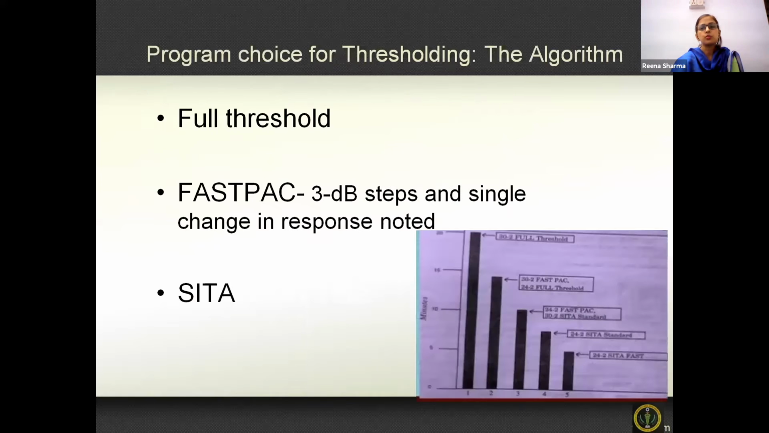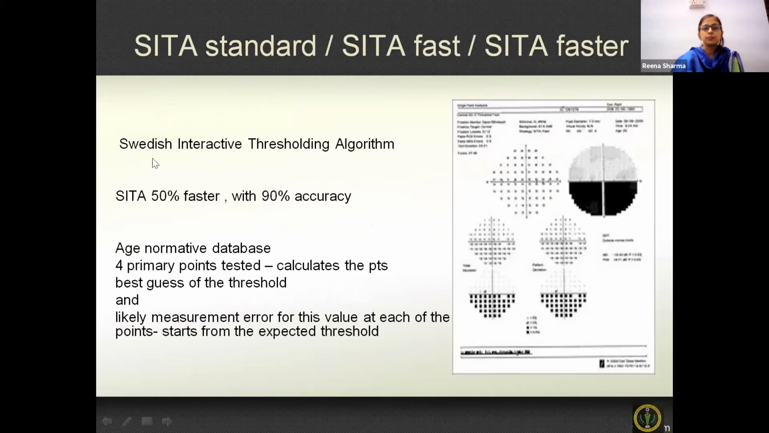Within thresholding, the algorithms used include the full threshold, the fastpac, and the SITA. Full threshold uses the staircasing technology, that is the 4-2 strategy we just discussed. In fastpac, 3 decibel changes in stimulus intensity are used, and a single change in response is noted, not done twice. SITA is the most recent one, and as we move from full threshold to SITA, the time required for the test decreases. SITA is the Swedish Interactive Thresholding Algorithm.